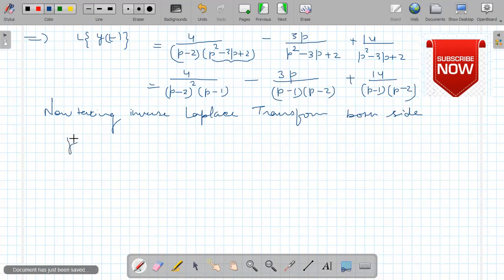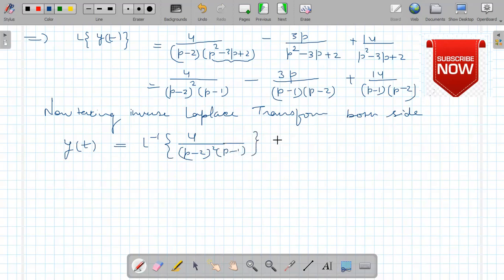We have y(t) is equal to L inverse of 4 upon (p minus 2) whole square into (p minus 1), minus 3 L inverse of p upon (p minus 1) into (p minus 2), plus 14 into L inverse of 1 upon (p minus 1) into (p minus 2).